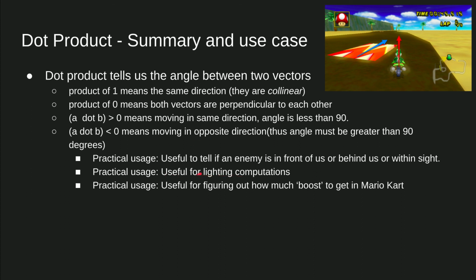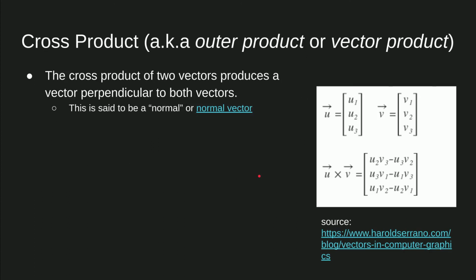Again, it's useful for lighting computations, like we talk about all the time in graphics. So those are just some uses of the dot product. Okay. The cross product is the other operation that we frequently do, and the cross product of two vectors produces another vector perpendicular to both vectors. So it's normal to both those vectors. Again, this is used a lot in graphics when you need to compute another vector that's perpendicular.